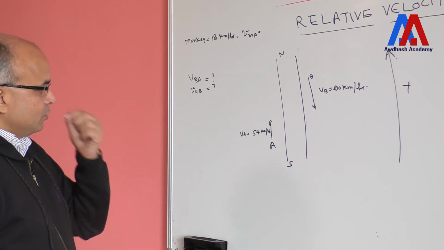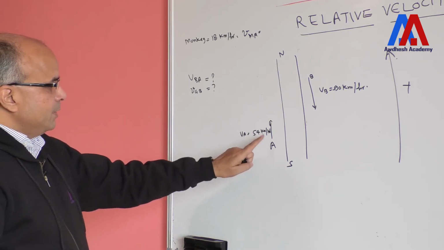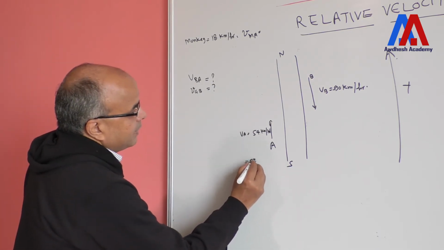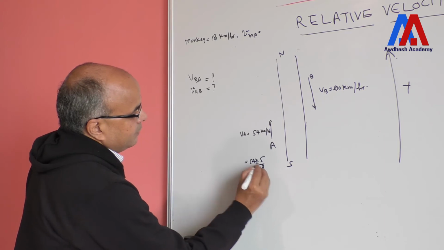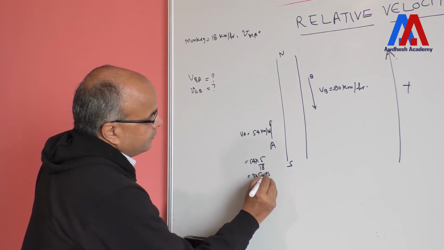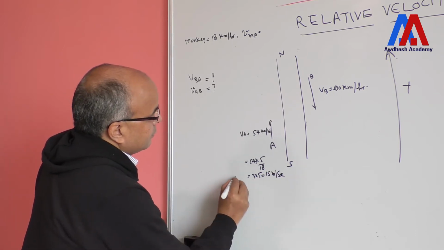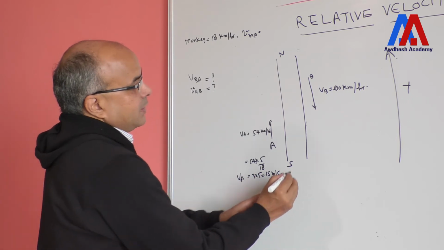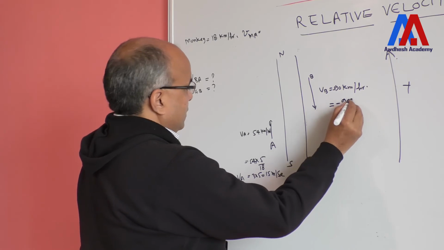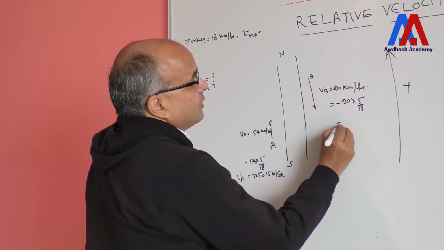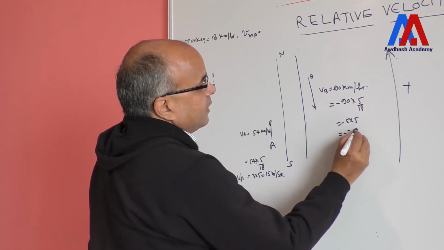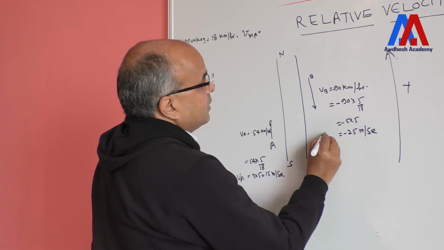So the first job is to convert this figure from kilometer per hour to meter per second, and that is done by multiplying it by 5 by 18. So 54 becomes 3 into 5, which is equal to 15 meter per second. So VA becomes 15 meter per second. In the same way, VB will be minus 90 into 5 by 18, which is equal to minus 5 into 5, and that becomes minus 25 meter per second. This is your VB.